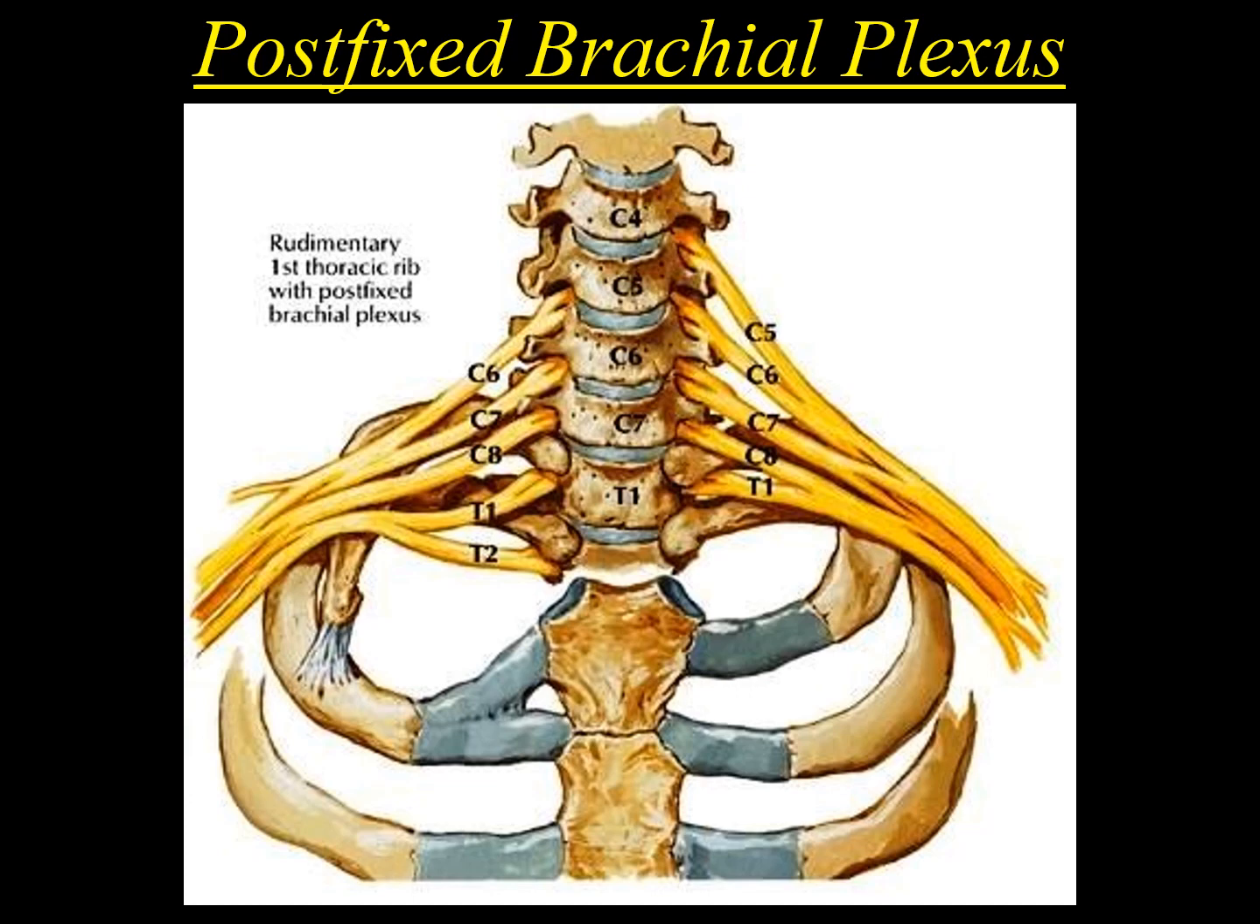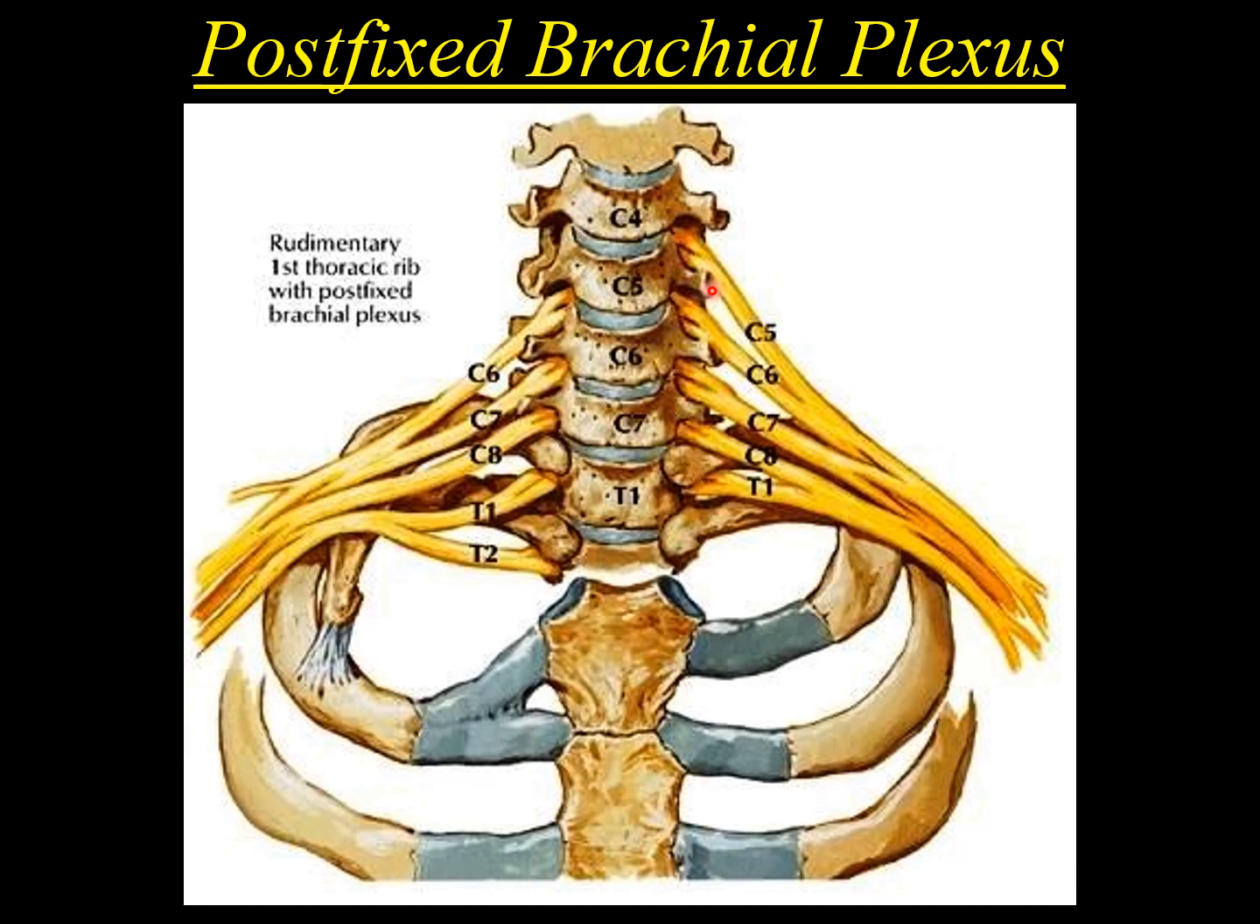So what happens sometimes is a rudimentary first thoracic rib with a postfixed brachial plexus. Normally we have said that the brachial plexus roots are C5, C6, C7, C8 and T1. That is the normal root value of the brachial plexus.